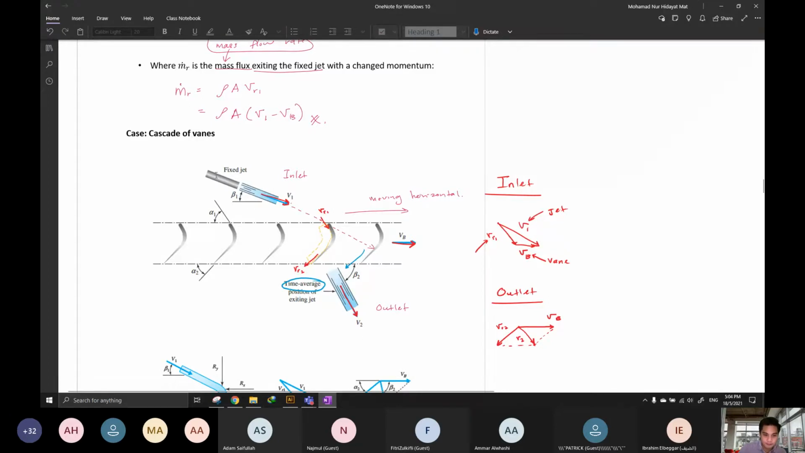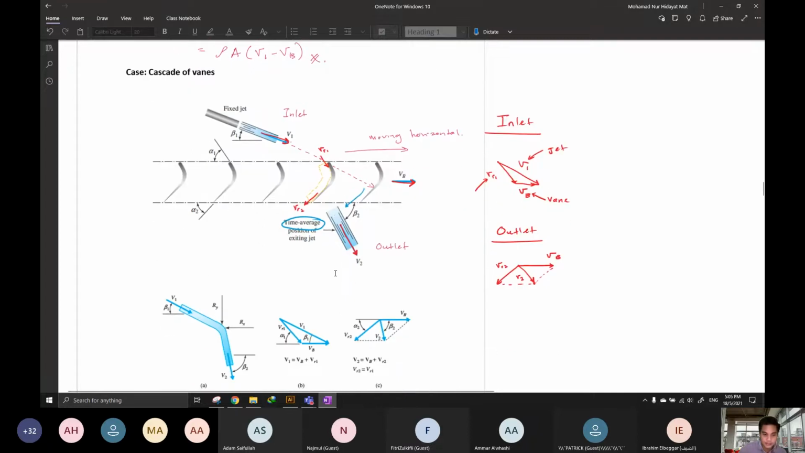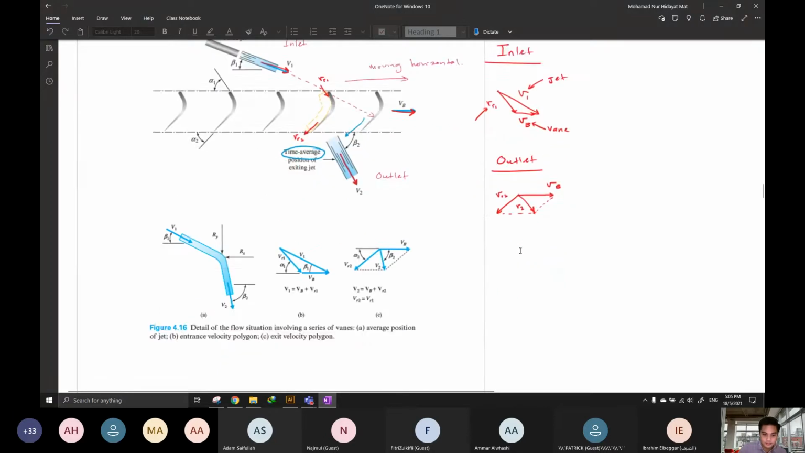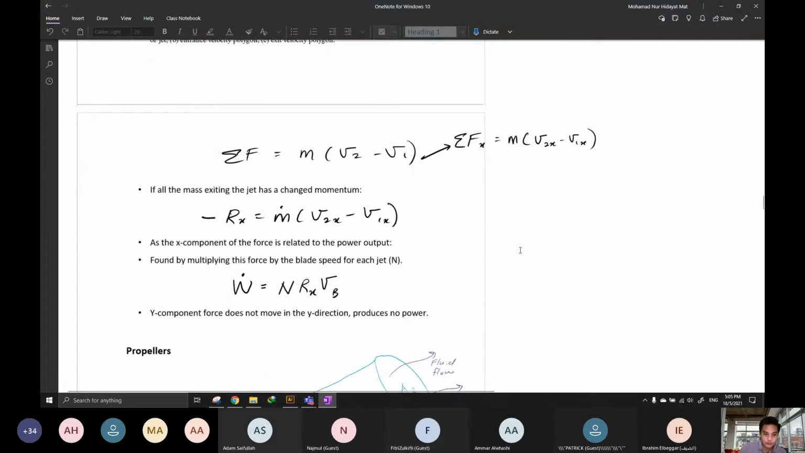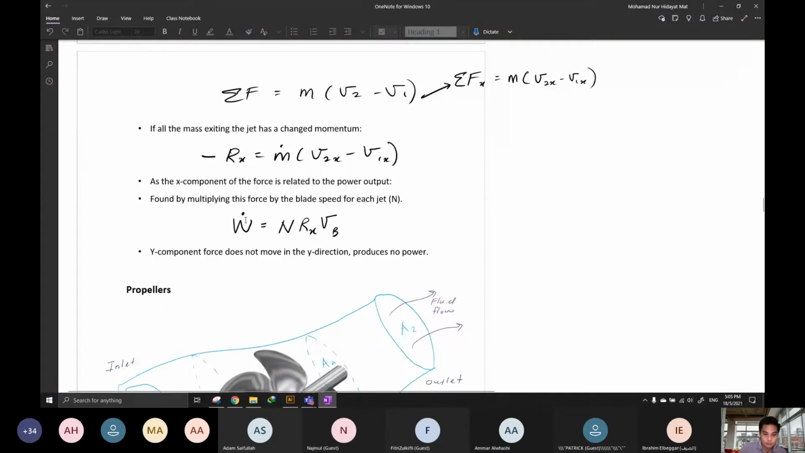Okay, we have the fixed jet from the nozzle inlet, and then we have the time average position for the exiting jet. Okay, from these deflectors, we come up with the triangle vector at the inlet and the outlet. So this is how to get the power output from the moving deflector, which is W dot. This W dot represents the power, because work divided by time is the power.